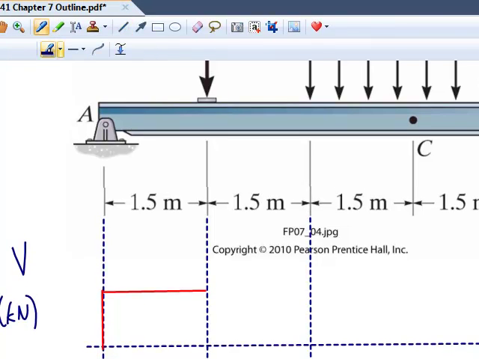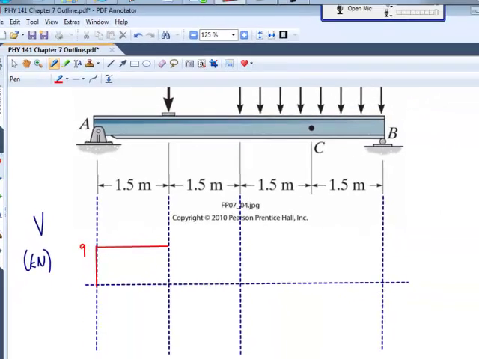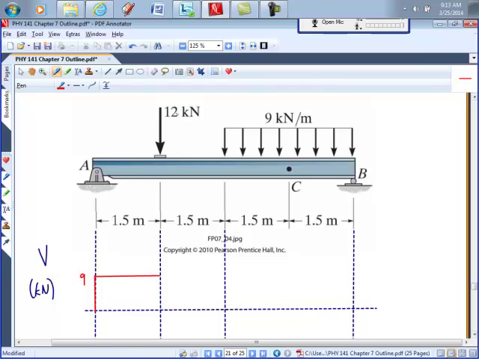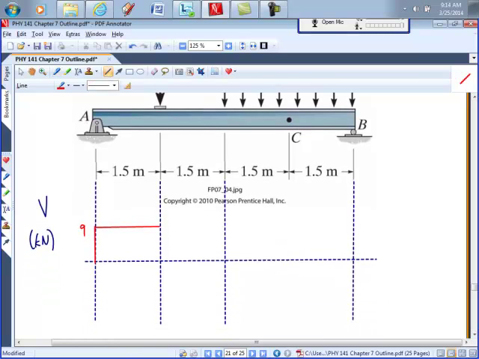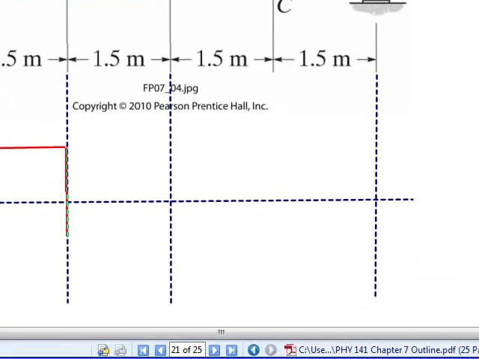So that is 9. And then at that point, we have a negative 12. So it's going to go from 9 down to negative 3. And then what's going to happen? Nothing. Well, it's going to go straight across at negative 3 all the way over to the reaction at B, and then it's going to go back up.